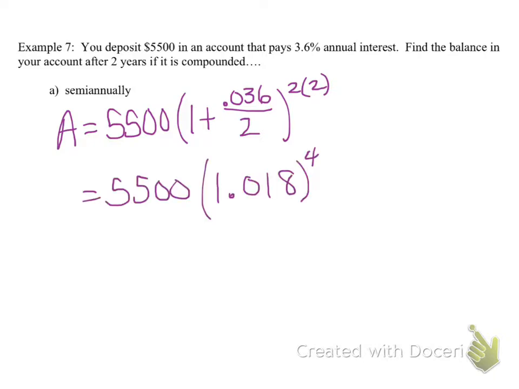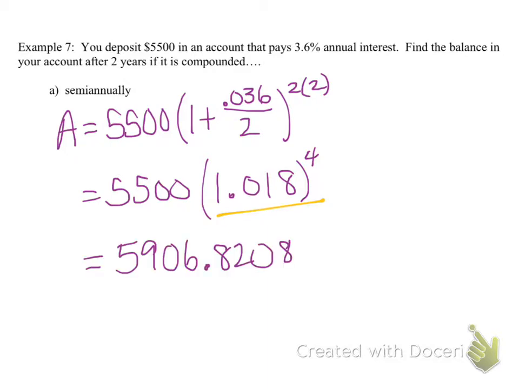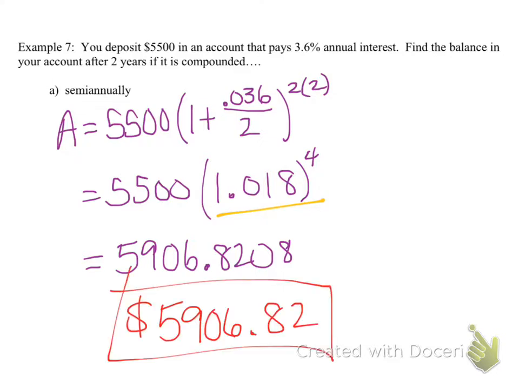Simplifying this if you can, and depending on what your n is, you might not be able to simplify what's in the parentheses very easily. And again, you're going to get this decimal. We're talking about money, so please make sure that you're rounding it to the nearest cent: $5,906.82.